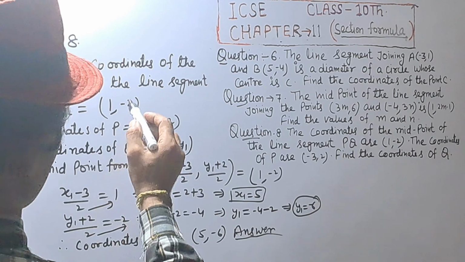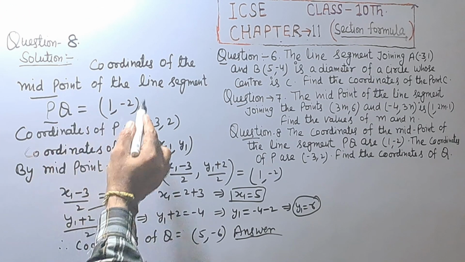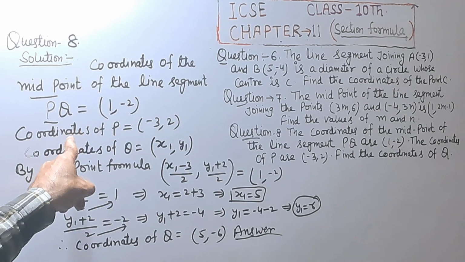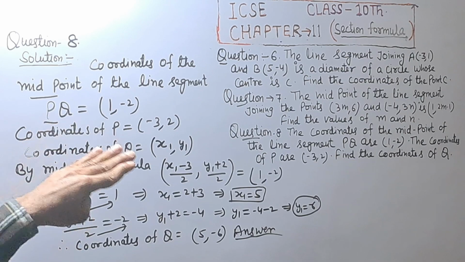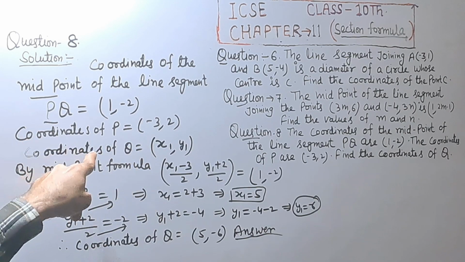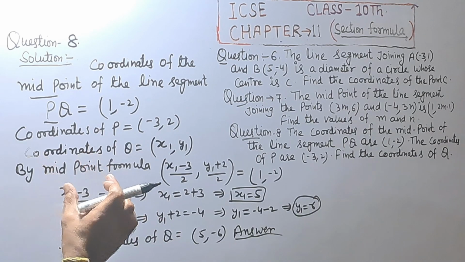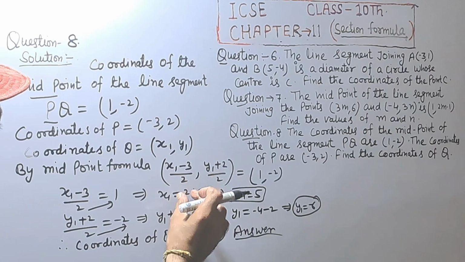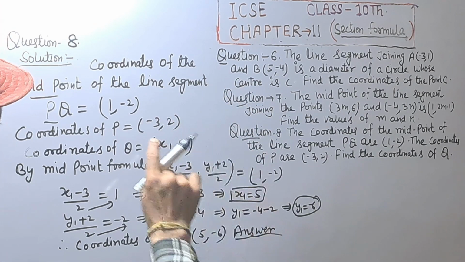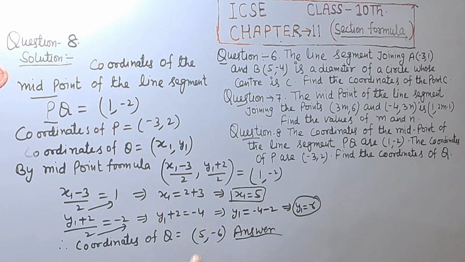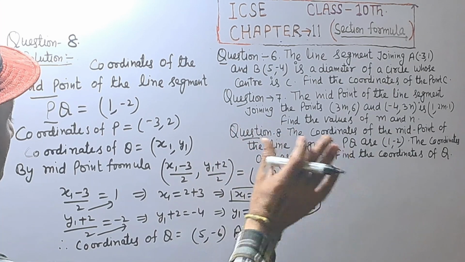Answers. Coordinates of the midpoint of the line segment PQ is equal to (1, -2) and coordinates of P is (-3, 2). We find the coordinates of Q. So by midpoint formula, coordinates of Q is (x1, y1), its assumption, and by midpoint formula (x1 + x2)/2, (y1 + y2)/2, that is equal to (1, -2). First point, that is equal to 1, second point, that is equal to -2.